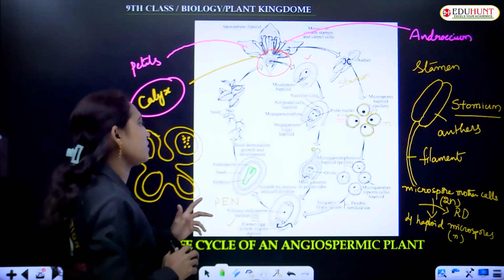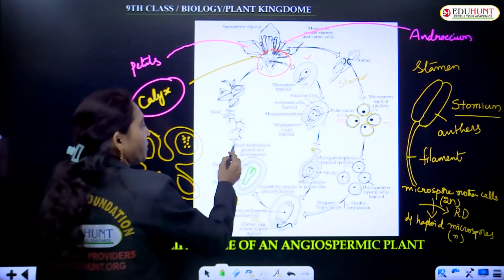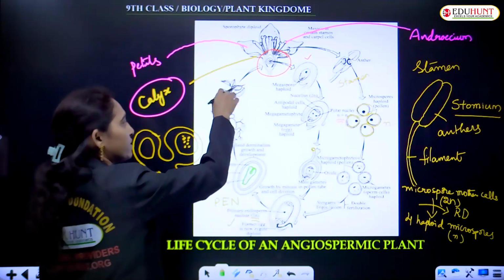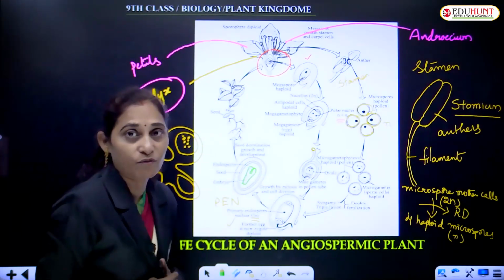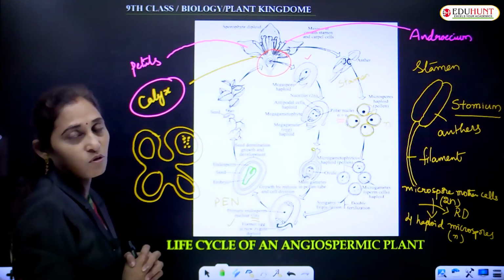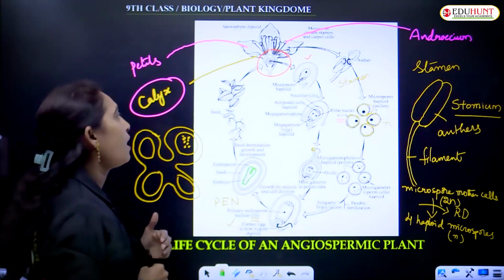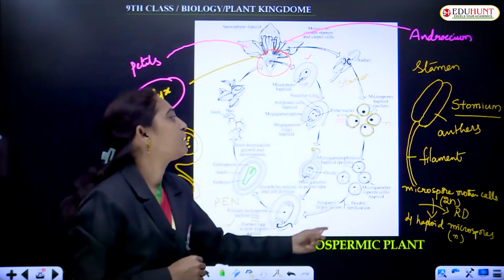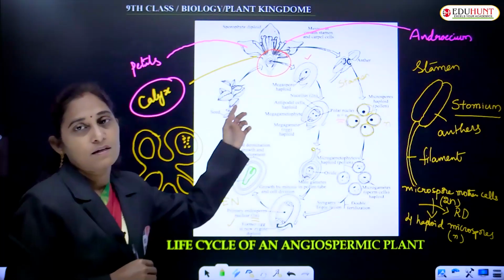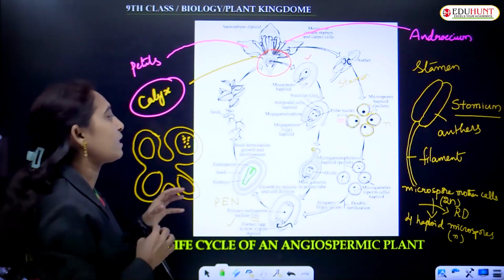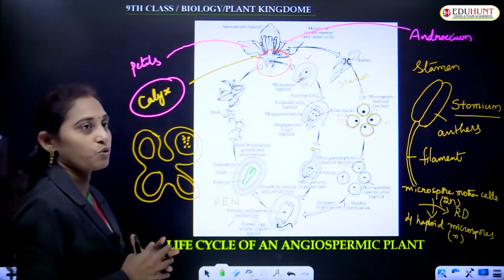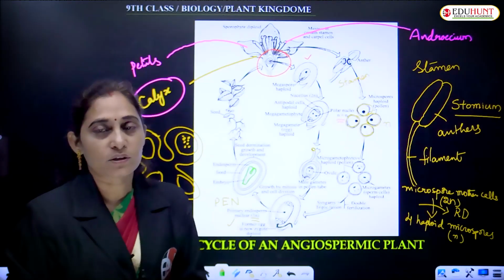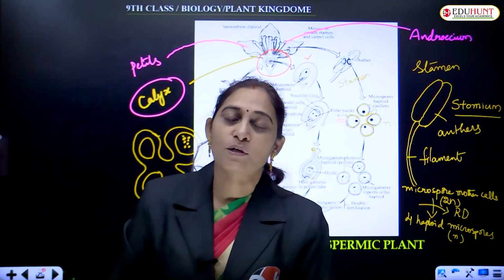Double fertilization, and this seed will germinate and give rise to the plant, and this is the vegetative growth. After completion of vegetative growth, it comes to maturation and produces the flowers. Once again, this cycle occurs. This is called the life cycle of an angiosperm plant. I hope you have understood well about the life cycle of an angiosperm plant.